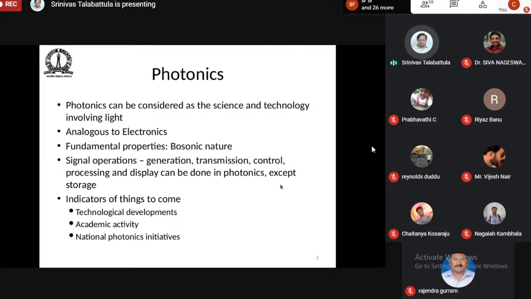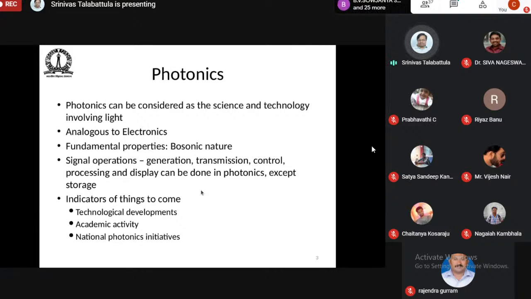Except, of course, I have put storage is an important problem in photonics. There are different ways to approach. Of course, I'm not saying they are exactly equivalent, but storage is an important problem, and there are different ways to handle that. So there are a lot of things to come.